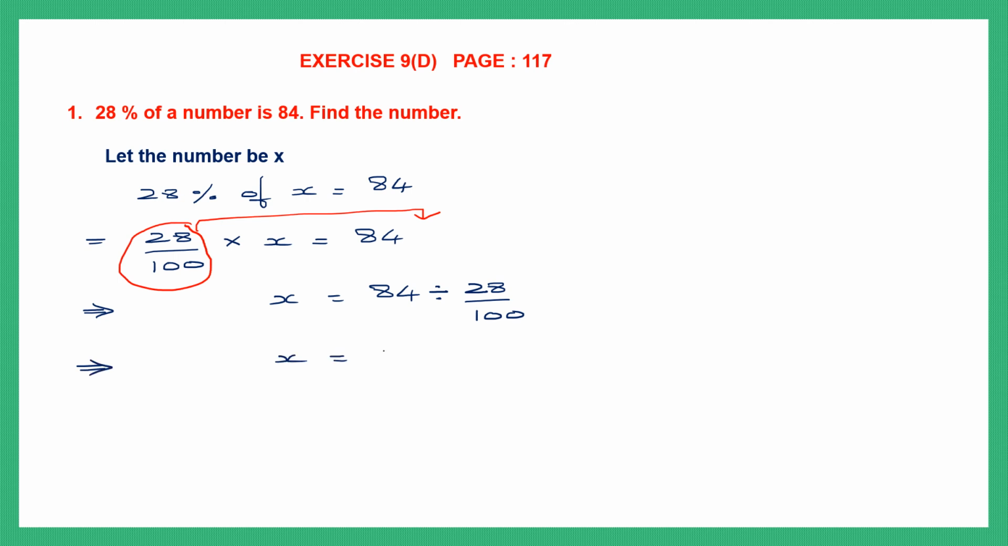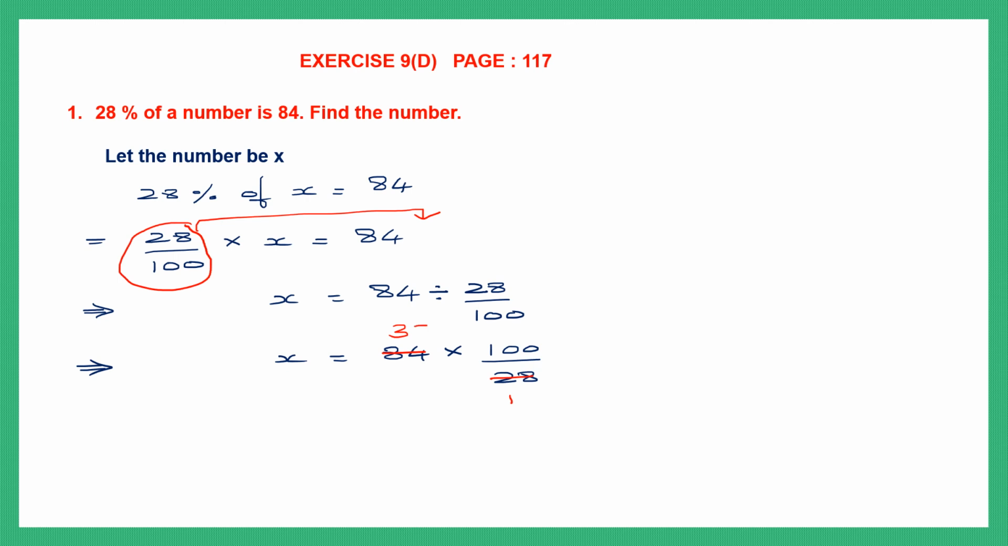So now let's work this out and solve for x. X is equal to 84. Division changes to multiplication. 28 by 100 becomes 100 by 28, the reciprocal. Now we can cancel. I can cancel 28 and 84 by 28 itself. Now if you're not very sure of that, you can do it with 2, you can do it with 4, you can even do it with 7. Now here I'm going to do it with 28 itself. 28 ones are 28 and 28 into 3 is 84.